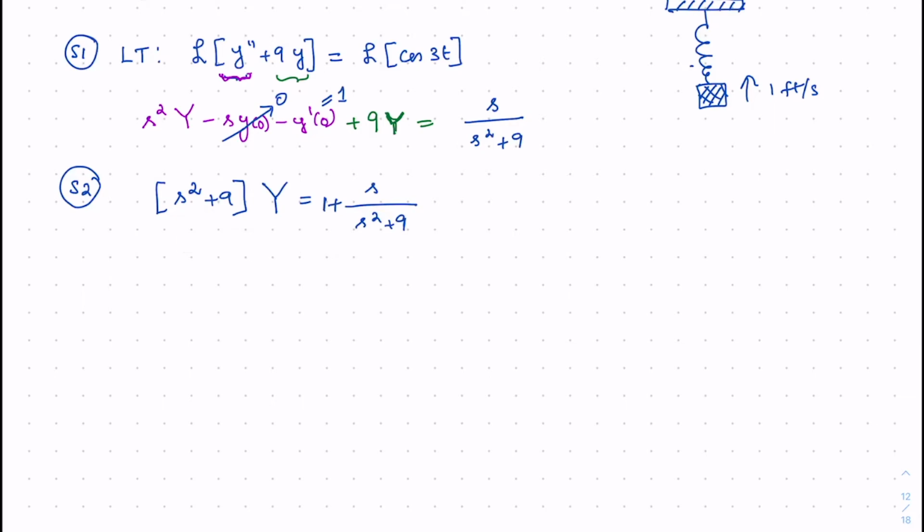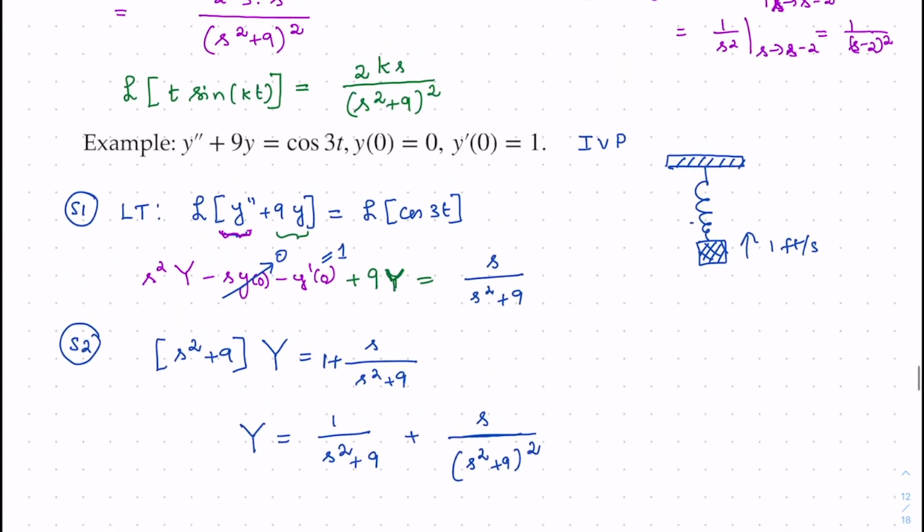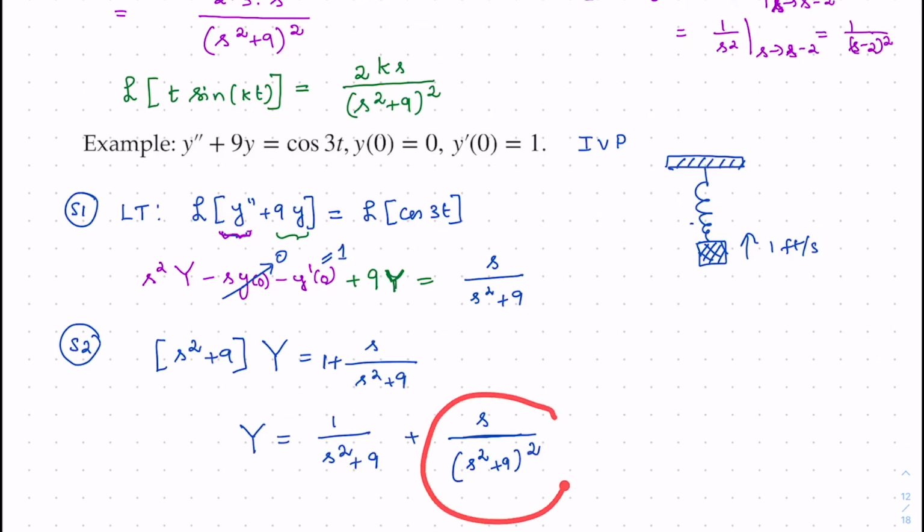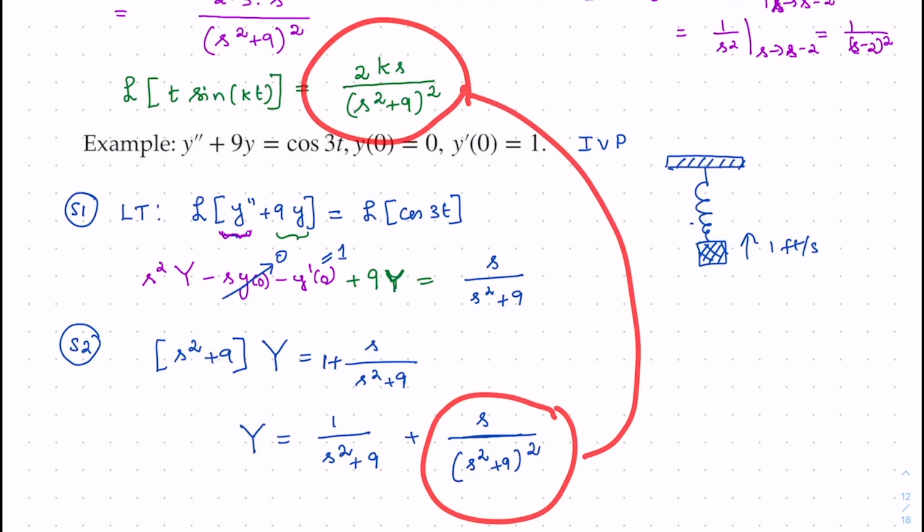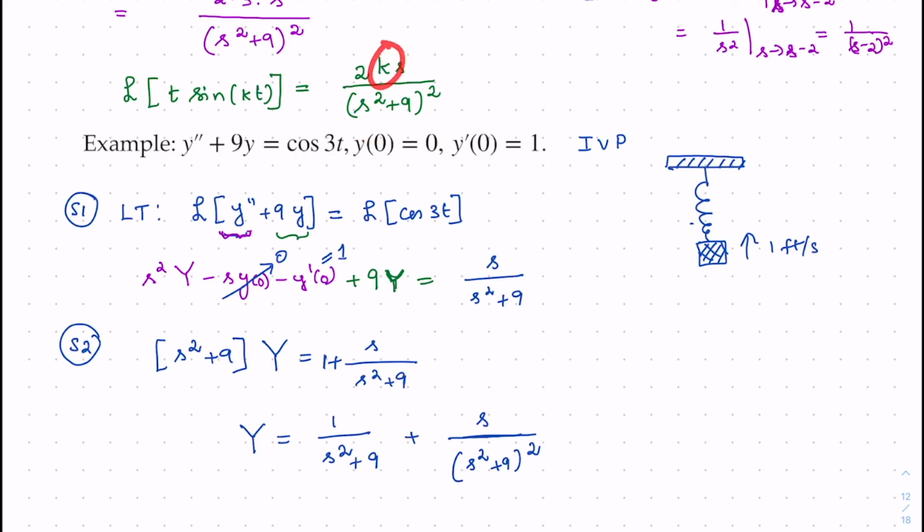So now what I have is a capital Y, which is equal to 1 over s squared plus 9, plus s over s squared plus 9 the whole squared. Now how do I solve this particular one? You see, this resembles something like this, except we don't have the k in here. By the way, this should not be a 9, this should be a k squared.